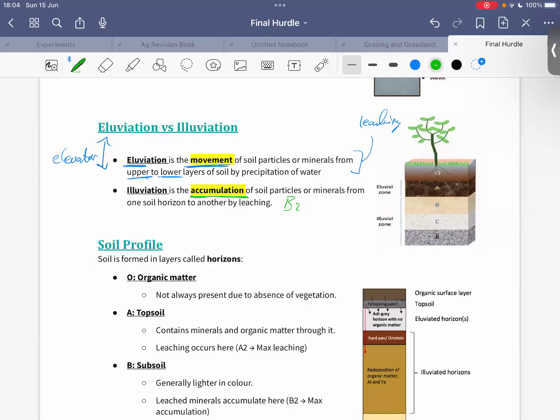So what would the minerals be that accumulate? Anyone give me the 2 minerals that accumulate for your iron pan? We'll talk about it in a minute. Anyone know the 2 minerals? Obviously, one is going to be iron, and the other one is not zinc, Connor. It's going to be aluminium. Now, there will probably be traces of zinc, but mainly iron and aluminium.